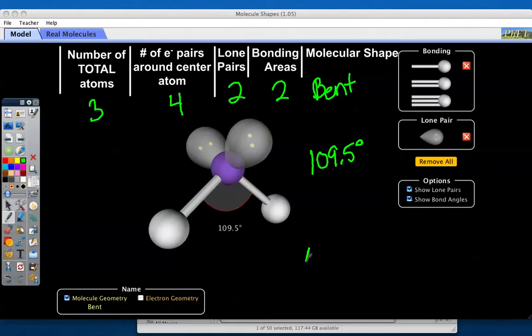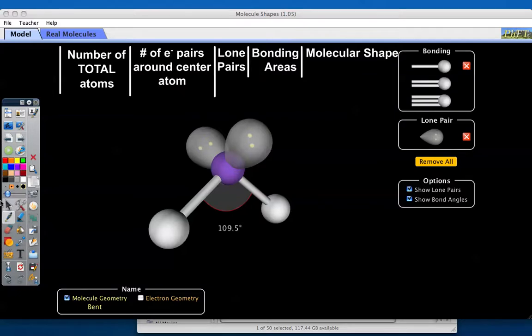So to draw this, draw a circle, 2 angled lines, a lone pair there, and a lone pair there. That's how I would sketch this molecule.